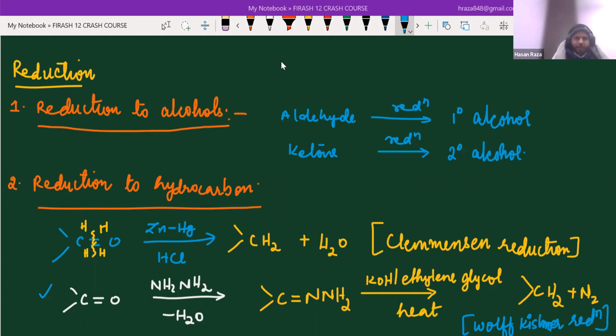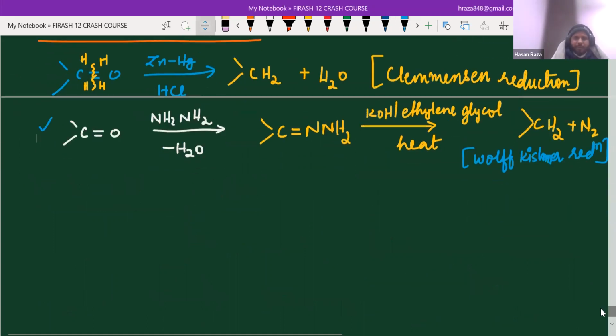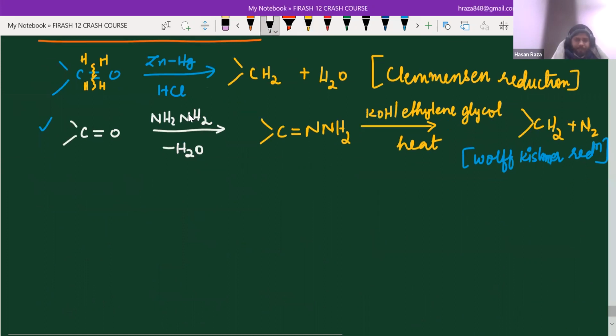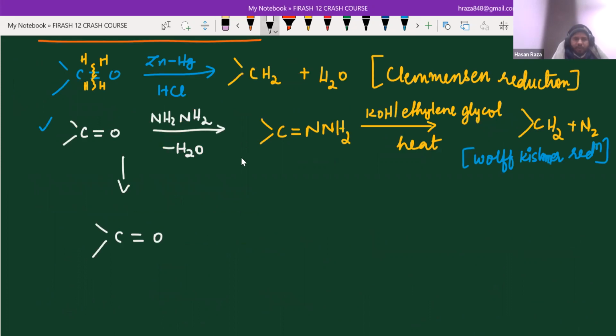Very good. So see this, how this reaction took place. Have you understood the last reaction? See, this is your C double bond O and this is your hydrogen. This is hydrogen. So I'm going to write it NH2 in this way.